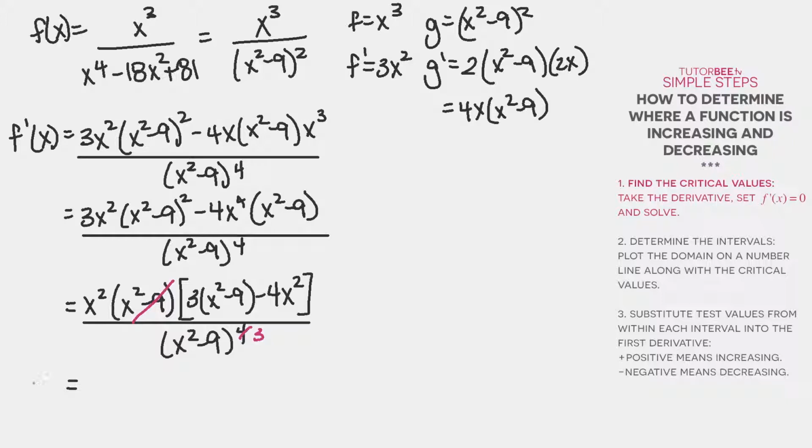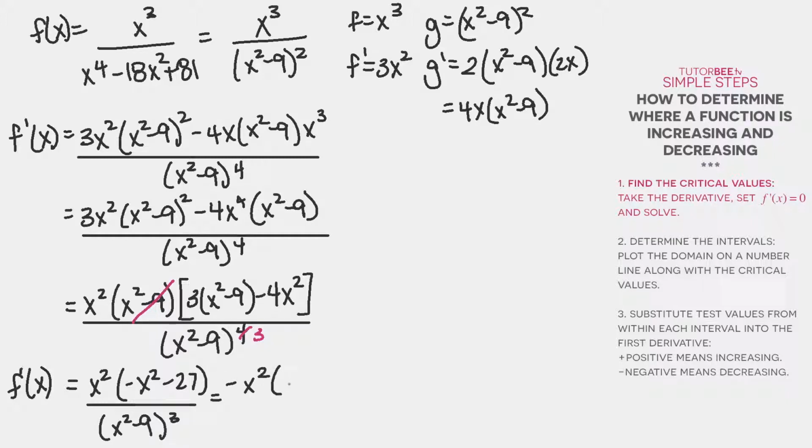And so finally, for our first derivative, we're going to get x squared, and then we had 3x squared minus 4x squared, so that's negative x squared, and then 3 times negative 9 is negative 27. That's all over (x squared minus 9) cubed. We can clean it up a little bit more. We'll factor the negative out of the brackets, so we're left with x squared plus 27. That makes it look a little bit better, and it's still over (x squared minus 9) cubed.